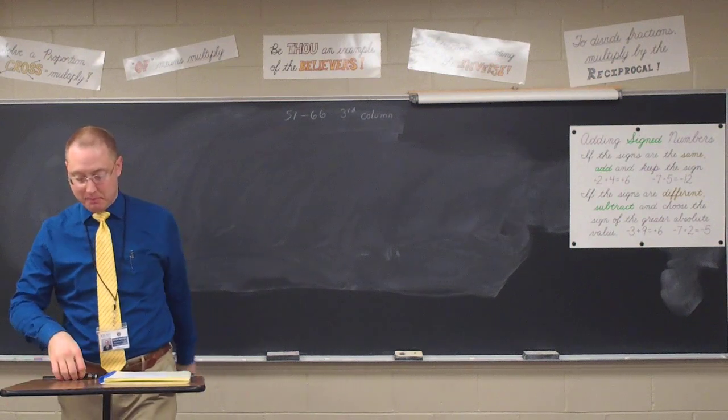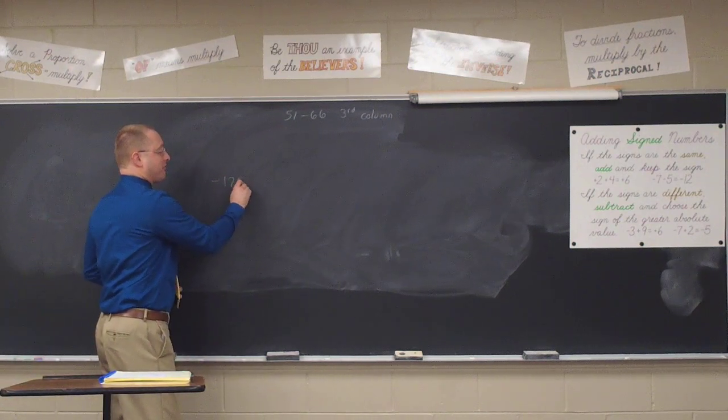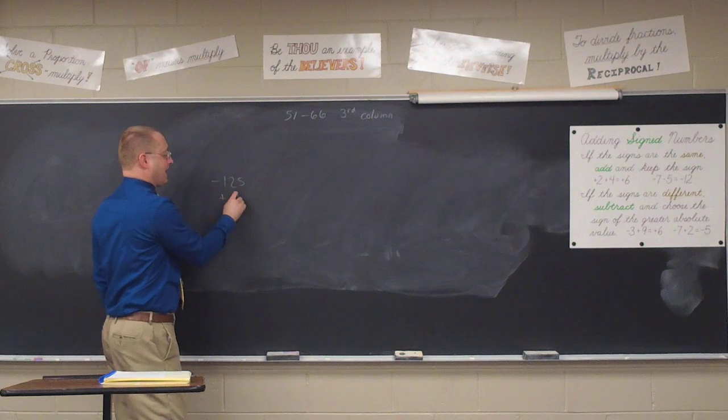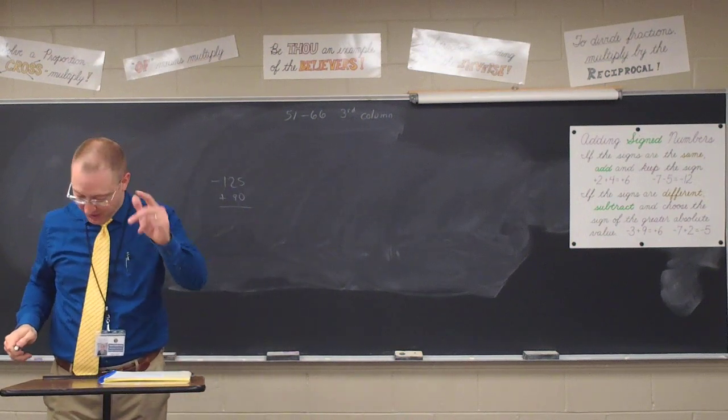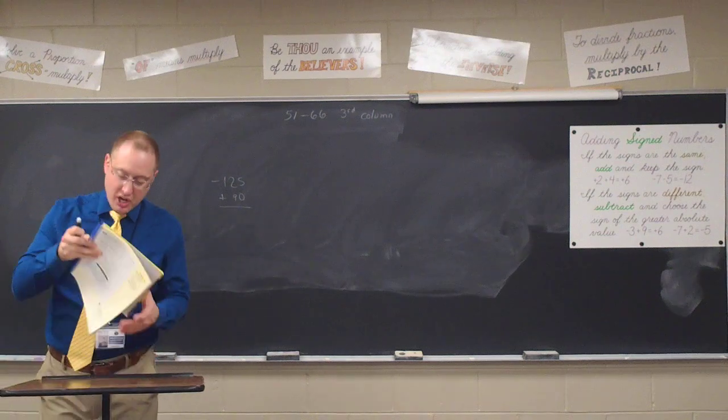Number 54, stay with me. 2 negatives have to be combined. You'll get a negative 125. Then you put your lonely little positive 90 with it to get, anyone? Negative 35. Negative 35 is our answer.